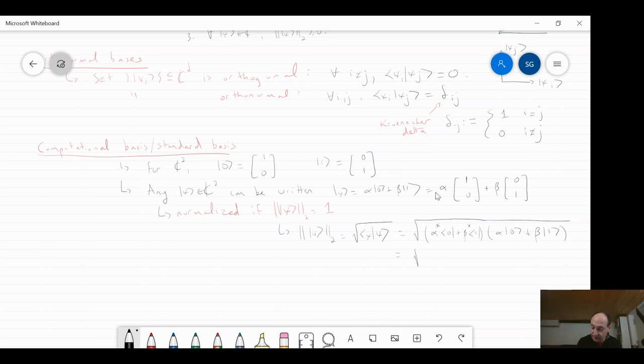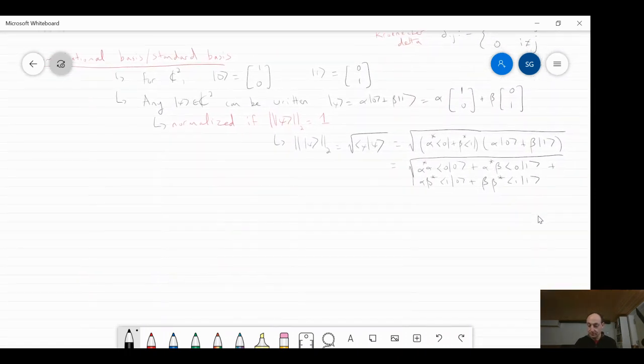Okay, so if we work out this expression now, what do we get? Well, we have four terms. We're going to get alpha star alpha, and then the inner product of 0 and 0, plus alpha star beta, inner product of 0 and 1, plus alpha beta star, inner product of 1 and 0, and finally beta star beta, inner product of 1 and 1. Okay, this is all under the square root. Okay, so let's just simplify this.